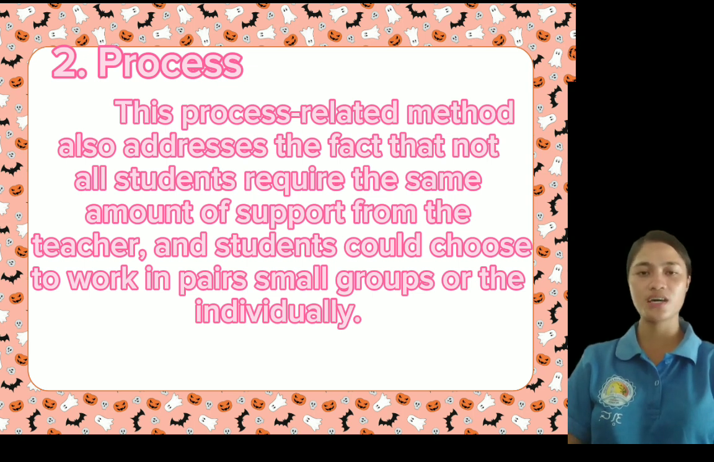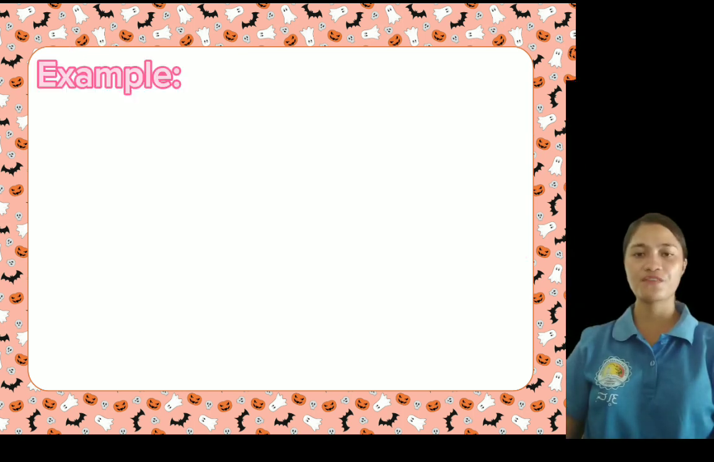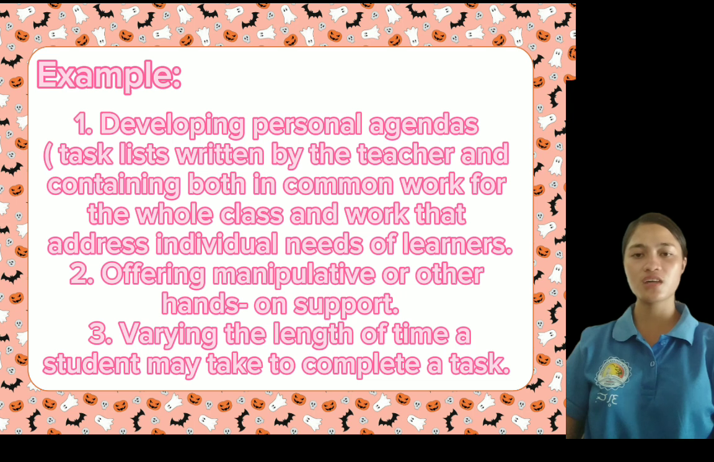Teachers can enhance students' learning by offering support based on individual needs. The examples of differentiating process: developing personal agendas, task lists written by the teachers and containing both in-common work for the whole class and work that addresses individual needs of learners. Offering manipulatives or other hands-on supports, and varying the length of time students may take to complete a task.